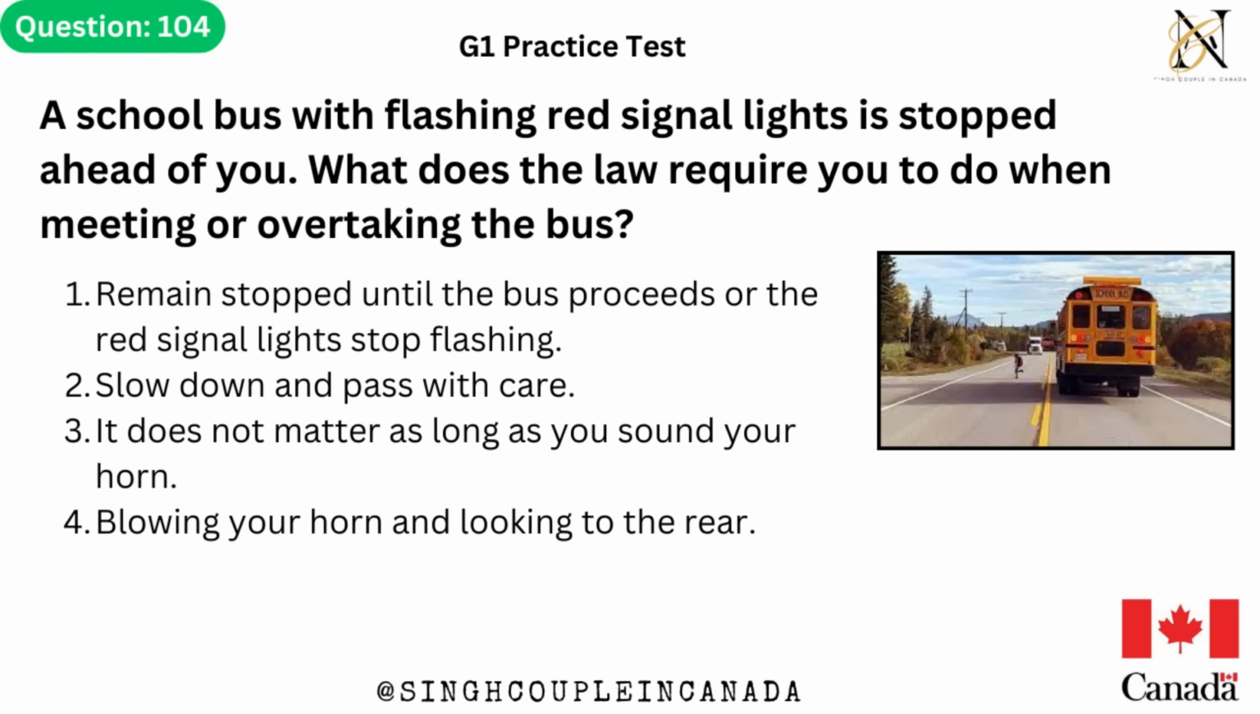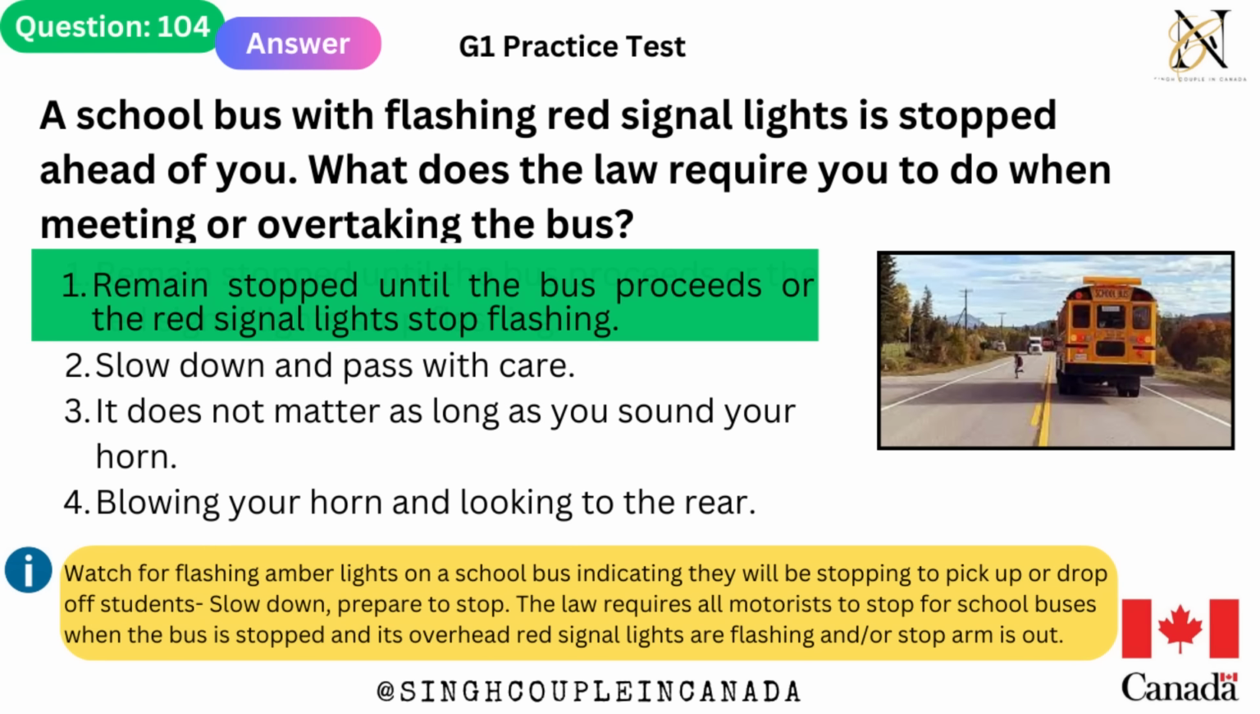A school bus with flashing red signal lights is stopped ahead of you. What does the law require you to do when meeting or overtaking the bus? 1. Remain stopped until the bus proceeds or the red signal lights stop flashing. 2. Slow down and pass with care. 3. It does not matter as long as you sound your horn. 4. Blowing your horn and looking to the rear. The answer is 1. Remain stopped until the bus proceeds or the red signal lights stop flashing. Watch for flashing amber lights on a school bus indicating they will be stopping to pick up or drop off students. Slow down, prepare to stop. The law requires all motorists to stop for school buses when the bus is stopped and its overhead red signal lights are flashing and or stop arm is out.